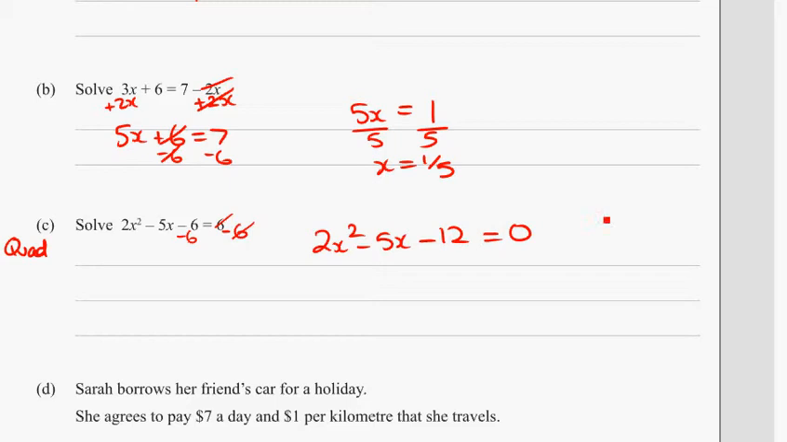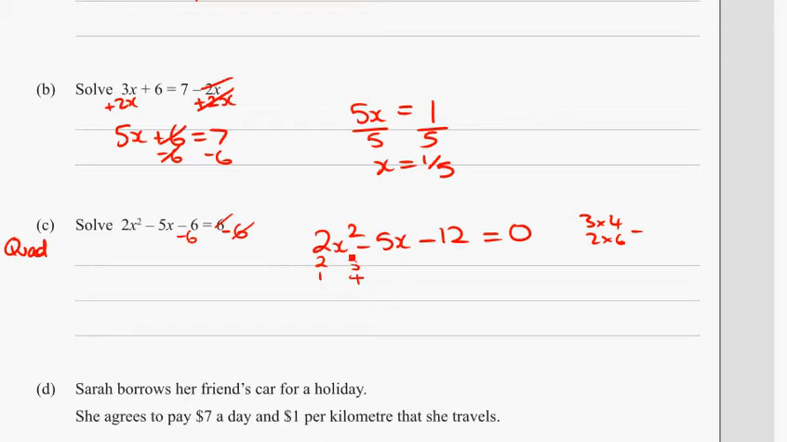Now we need to factorise. We could look for a common factor first, but unfortunately 2 doesn't go into 5, so that makes it a bit tricky. 12 also has lots of factors. I'm going to use the gate method, 2 times 1. And for 12 we can have 3 times 4, 2 times 6, 12 times 1. Well, we really just have to get in and try something.